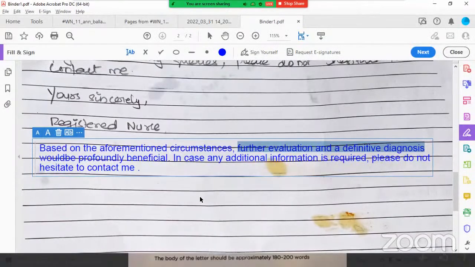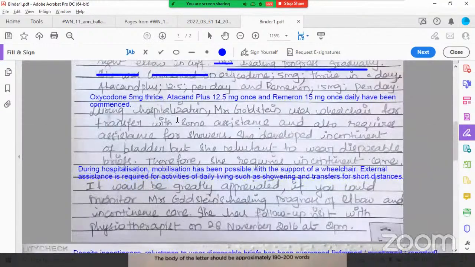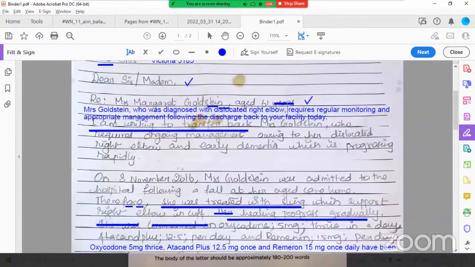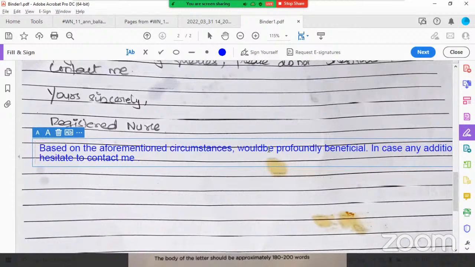So, regular monitoring, regular supervision. Monitoring you already wrote, I think, here in the beginning. Regular monitoring and appropriate management. Here you change the style. Okay. Continuing or ongoing supervision, or observation.